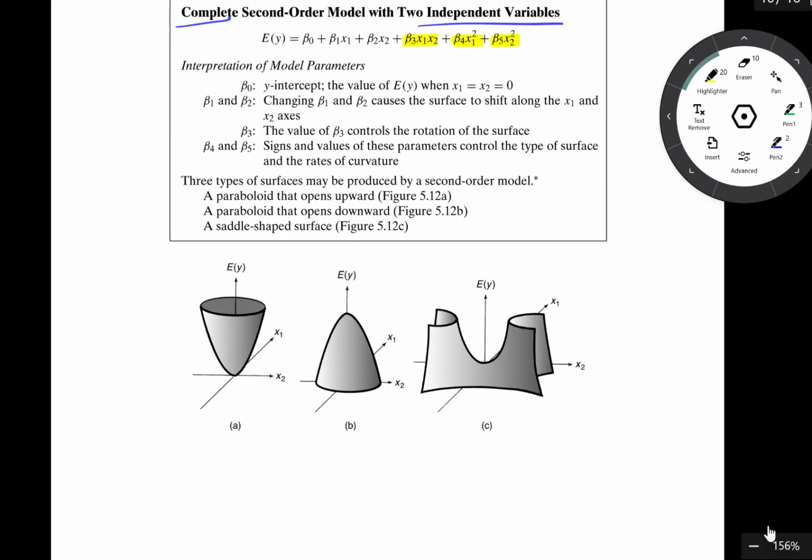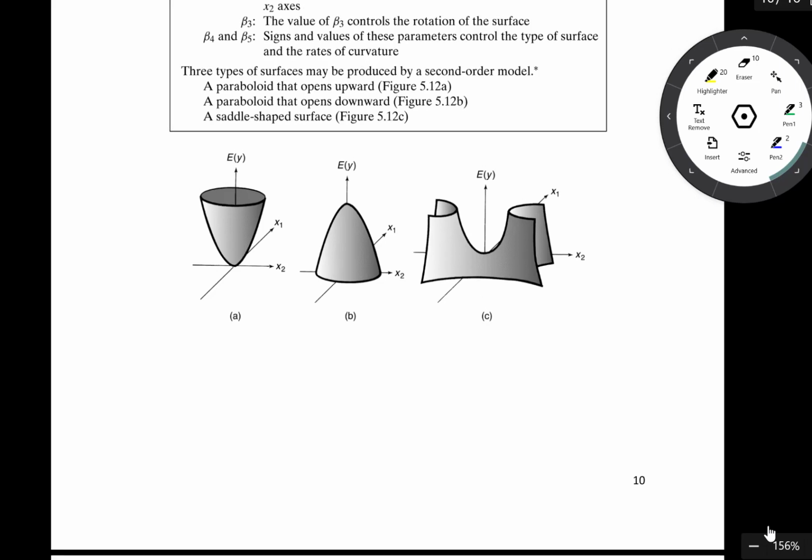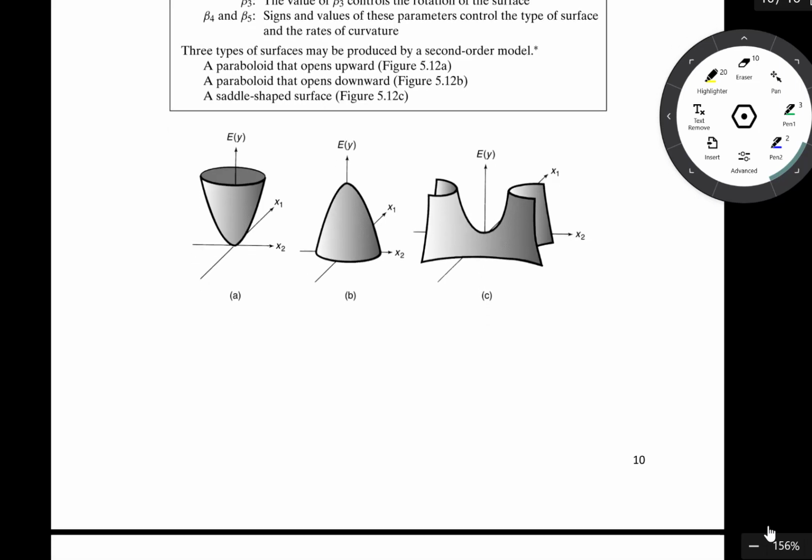Here are some pictures of what these surfaces could potentially look like. I'm just going to write this down here at the bottom. This is the relationship of the parameters that create surfaces like this. You don't have to memorize this. This is just more for your information, on how the values of these parameters relate to the different potential surfaces that you could see.